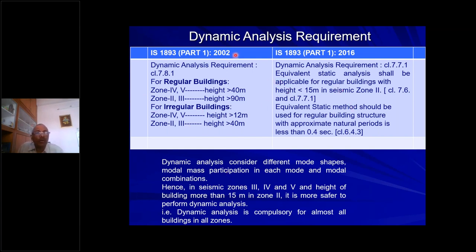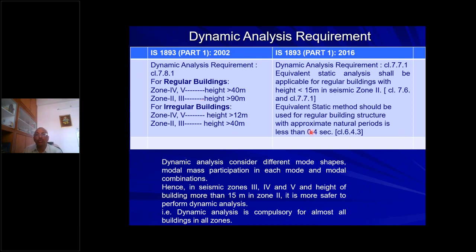In the earlier code, for regular buildings located in, let us say, zone 2 and zone 3, only when the building height is greater than 90 meters do you have to go for dynamic analysis. In zone 4 and 5, when the height exceeds 40 meters, you have to go for dynamic analysis. This is for regular buildings. For irregular buildings, these values vary slightly. For example, for zone 2 and zone 3, instead of 90 meters, it is 40 meters. So those were the conditions given in the old code of practice.